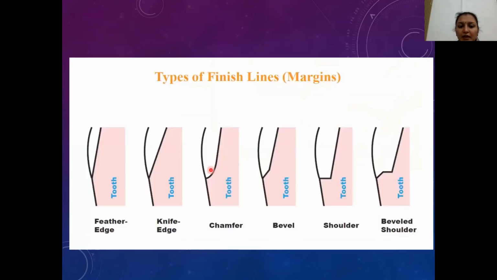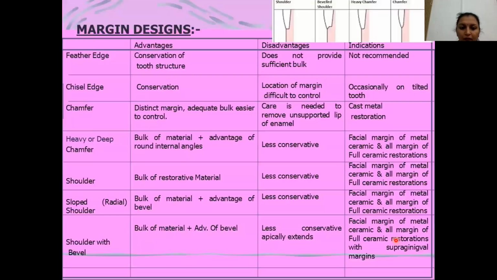Now, types of finish line. There are various types of finish lines, such as feather edge, knife edge, chamfer, bevel, shoulder, and beveled shoulder. Now, we'll discuss the advantages, disadvantages, and indications of each. Now, feather edge. The advantage is it allows conservation of tooth structure, but it does not provide sufficient bulk. Therefore, it is not recommended.